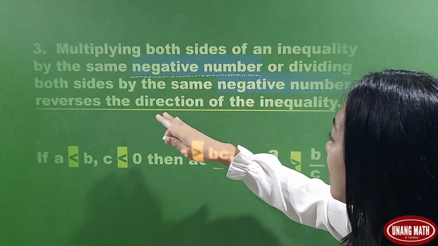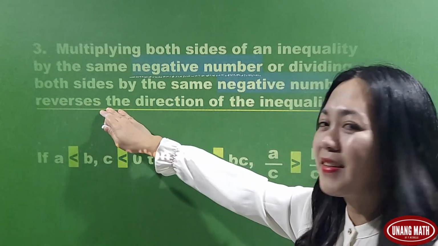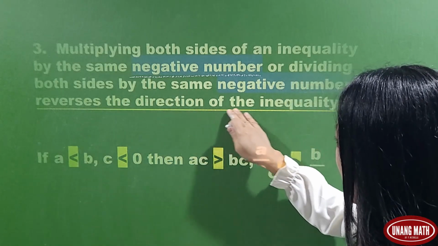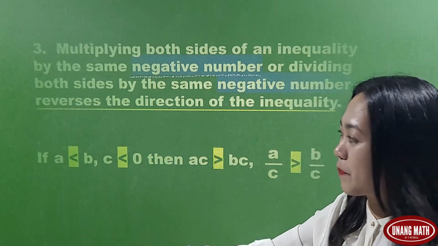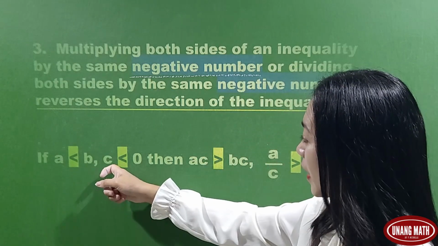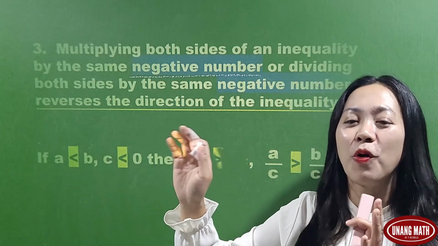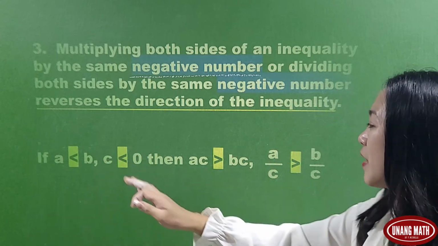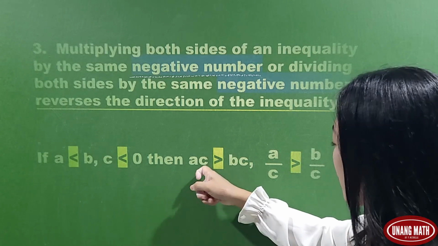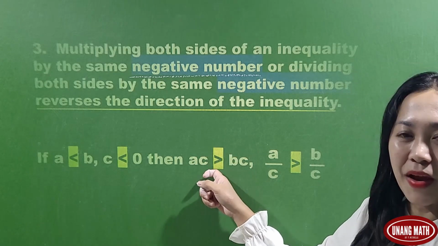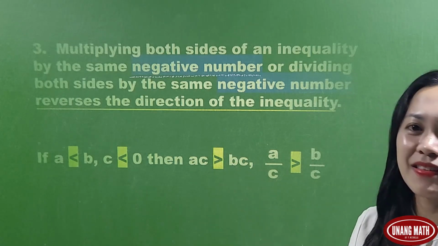Okay, in this case, the symbol reverses. Okay, it reverses the direction of the inequality. So if A is less than B, and we multiply or divide by a negative number on both sides of the inequality, then A times C, instead of less than, becomes greater than B times C.